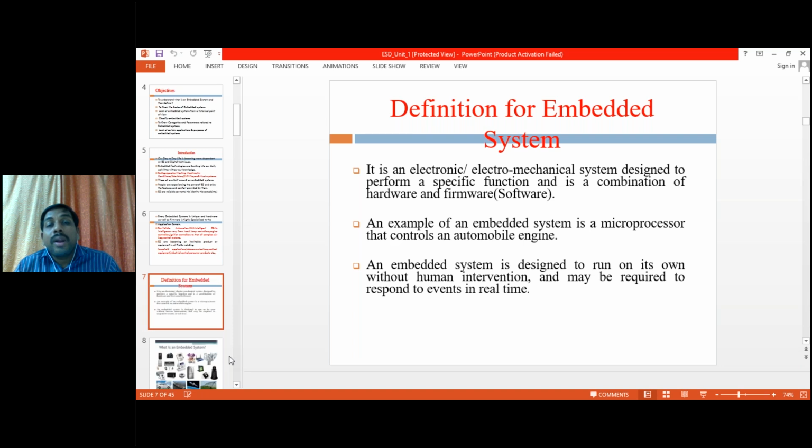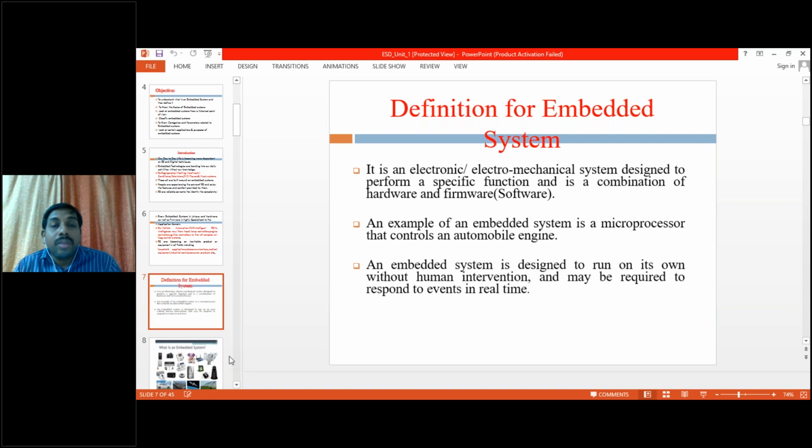And what is the common part in all embedded systems? There is some hardware, and there is some software, and the software is called firmware. This is called application software. What is the application software? Application software tells what this embedded system must perform. And this application software and hardware are together controlled by an operating system.